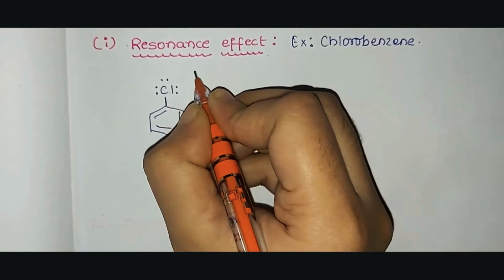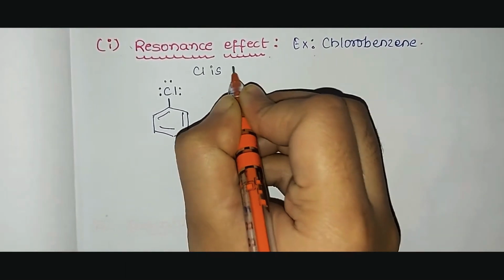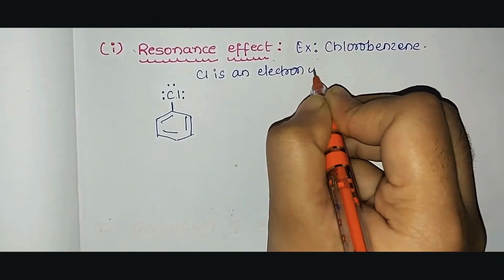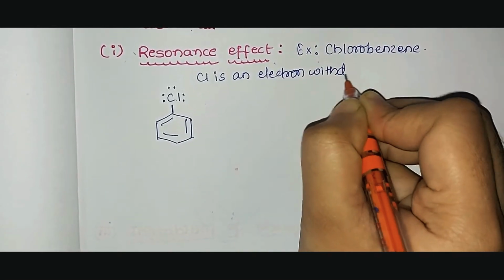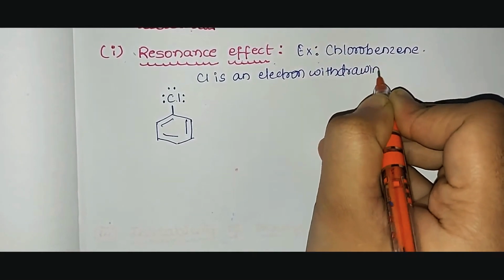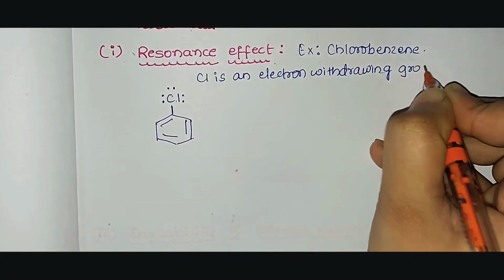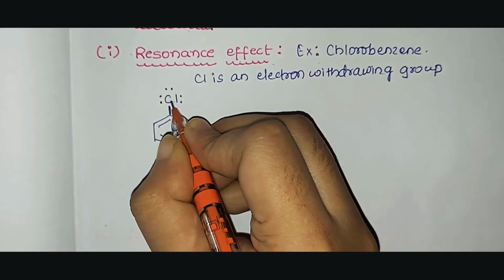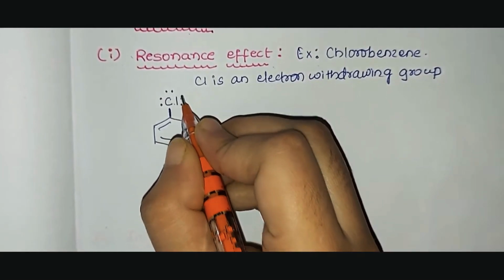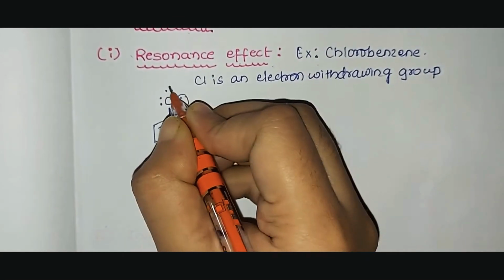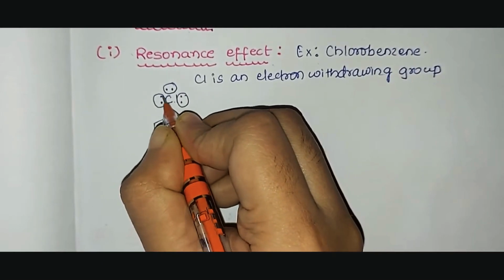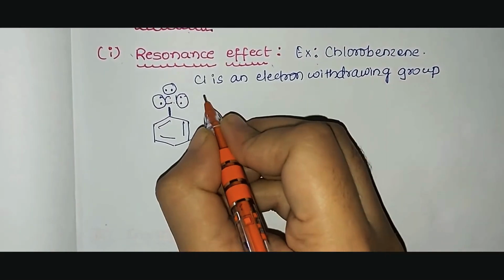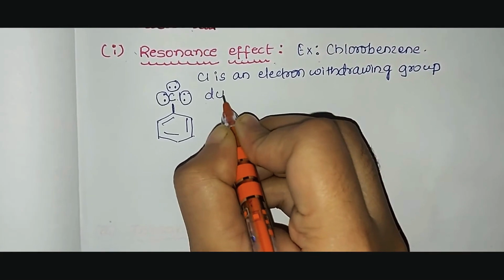We have studied that chlorine is electronegative in nature, that means chlorine is an electron withdrawing group. Since it is an electron withdrawing group, we should expect that it takes the electron from the benzene ring. But since it has a lone pair of electrons, it gives the electron pair to the benzene ring. That means we observe two kinds of effect here: negative inductive effect and plus M effect.